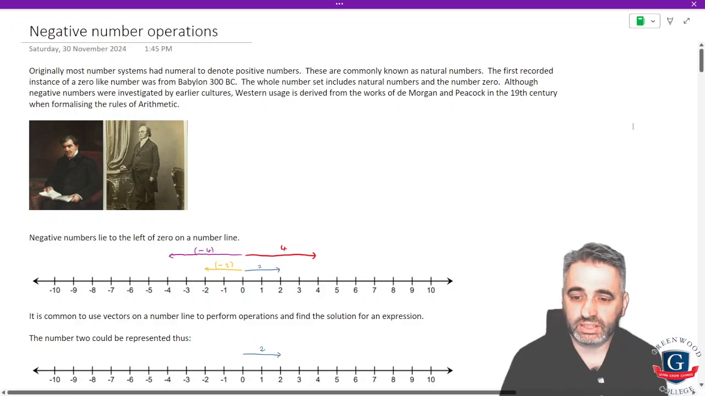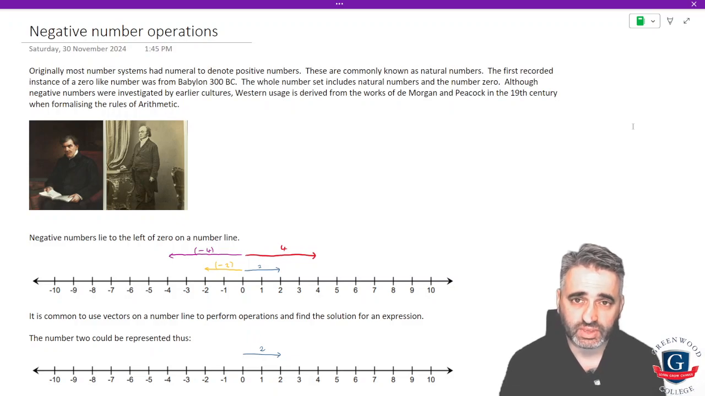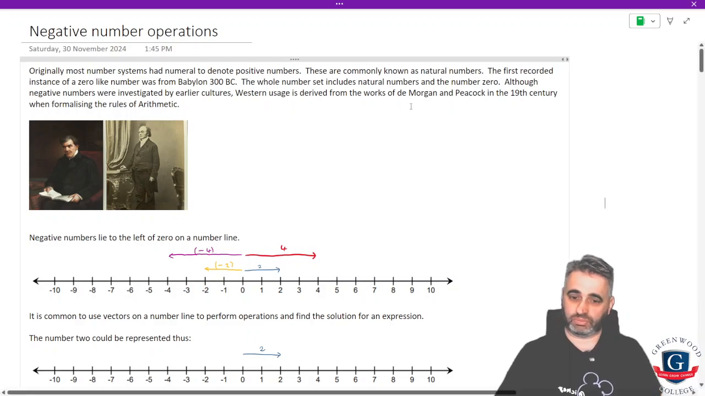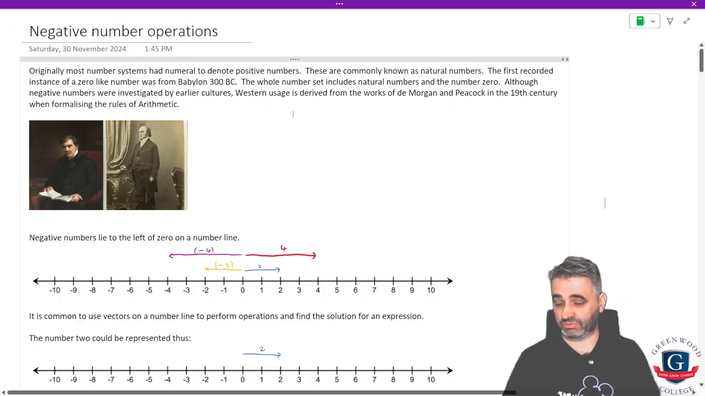Hi everybody. Today we're going to look at some negative number operations and see if we can get our head around it. So most number systems had numerals to denote positive numbers, and these are the natural numbers, so they're like from 1 to 2 squillion.